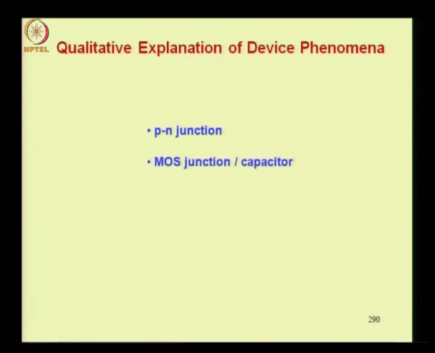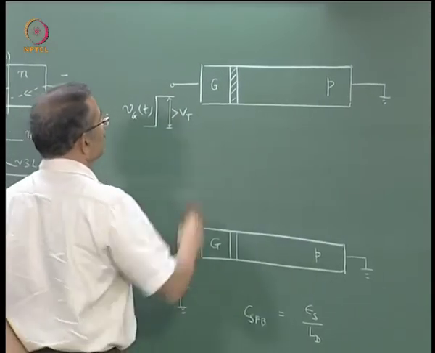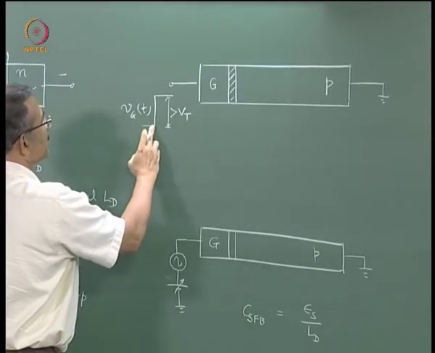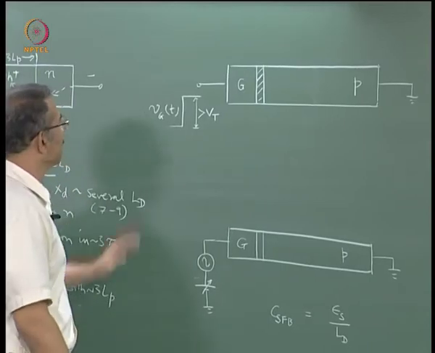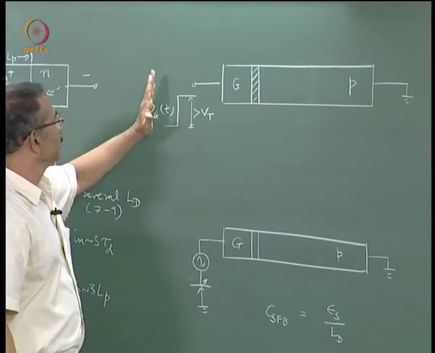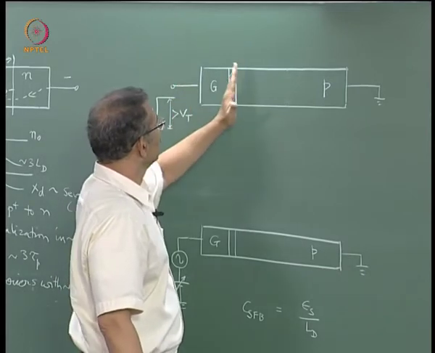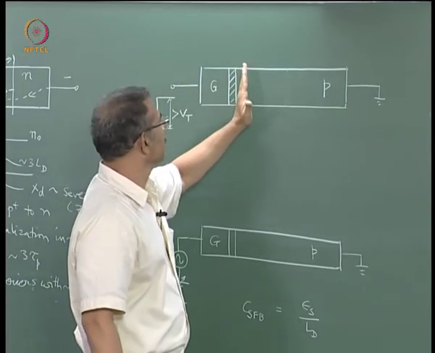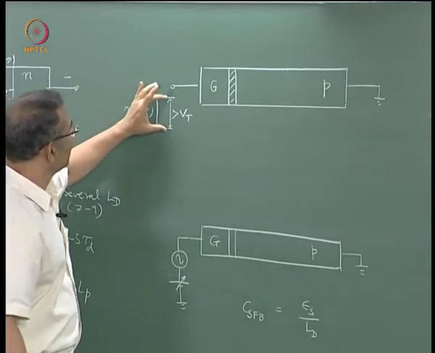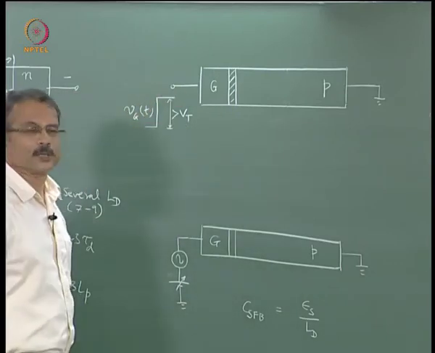Next, let us take up a MOS junction or a capacitor. Now this is a MOS junction. Let us say we apply a step voltage to this. We suddenly apply a step voltage, a forward or positive voltage in this case, because I want to create an inversion layer on this side. I am applying a gate voltage that is more than the threshold voltage.